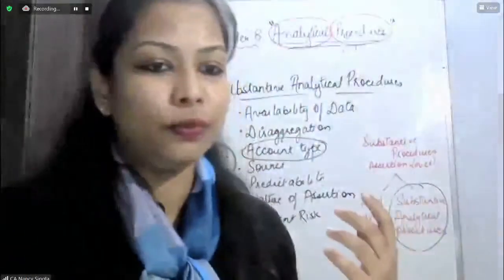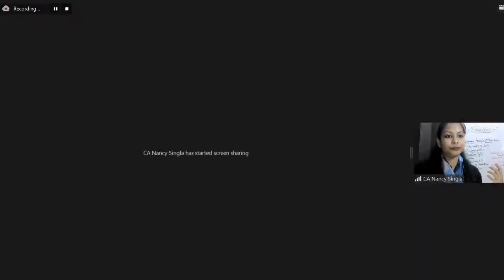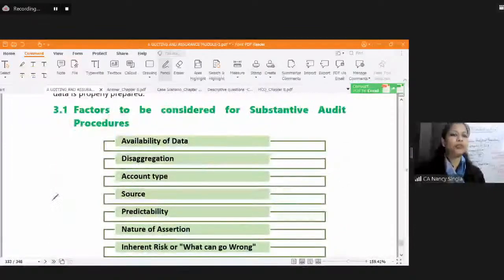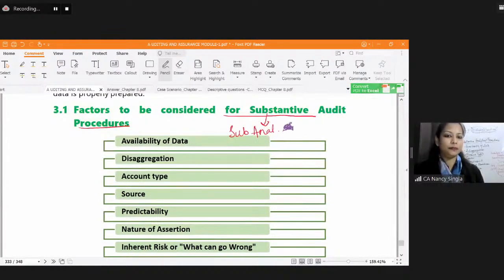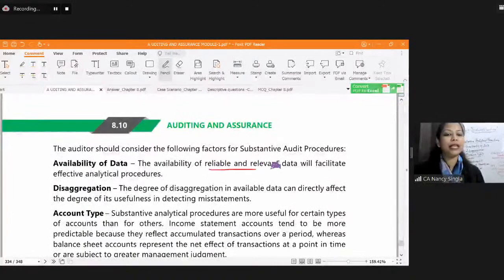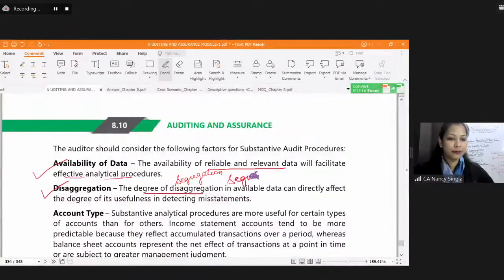I'll just take you through the module. Whatever is written here, we have discussed from the beginning, so you can read this. Factors to be considered for substantive analytical procedures. Don't get confused, this is basically substantive analytical procedures only. So first was what? Availability of data. The availability of reliable and relevant data will facilitate effective analytical procedures. Clear? Disaggregation, the degree of disaggregation, that is segregation, or I can say segment-wise information.